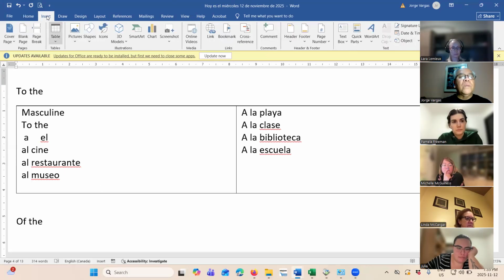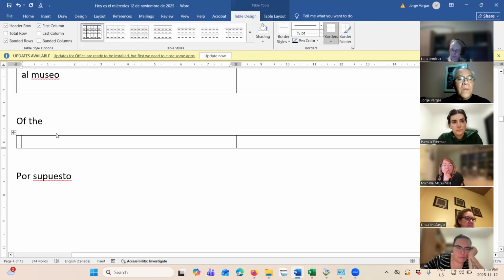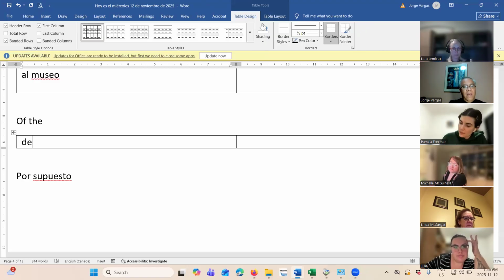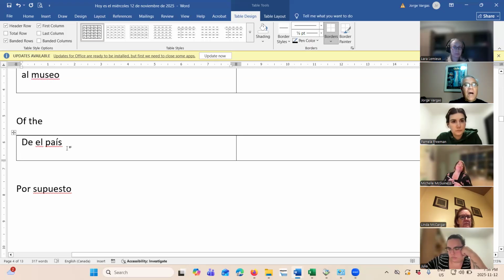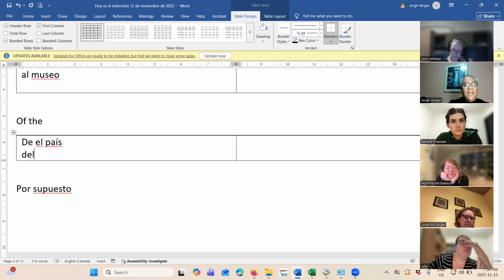And same rule. If the object is masculine, you use the contracted form. Del. Correcto. So that would be de él. For example, give me an example that is masculine of the. I'll go with anything that would be masculine. País, which is country, is masculine. What if I want to say of the country? I will link that as del país.